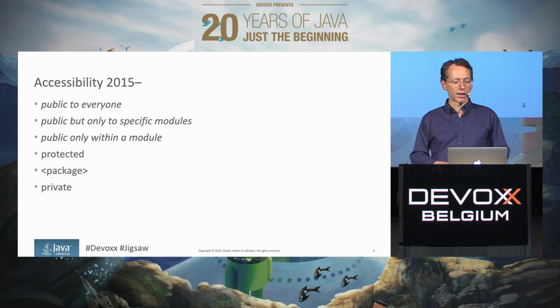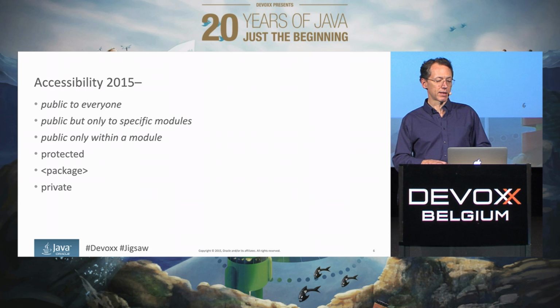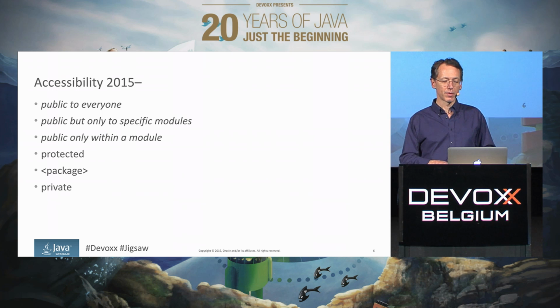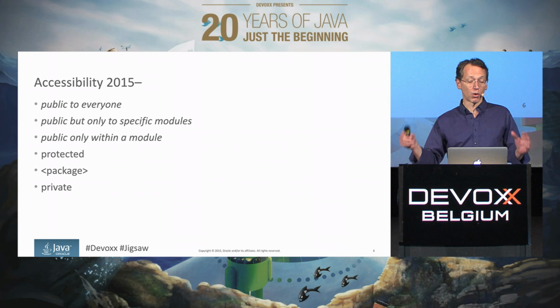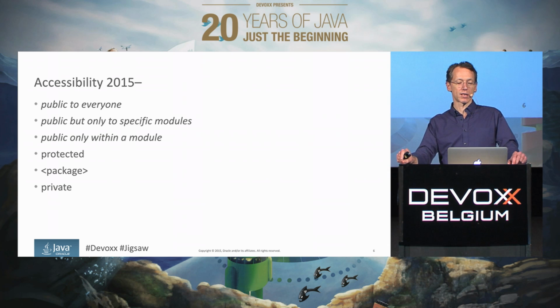The lines in italic are the levels of accessibility connected with the module system. Reading upwards from the bottom, you can arrange for types to be accessible only within their module, or accessible within their module and to other specific modules, or accessible to all modules.